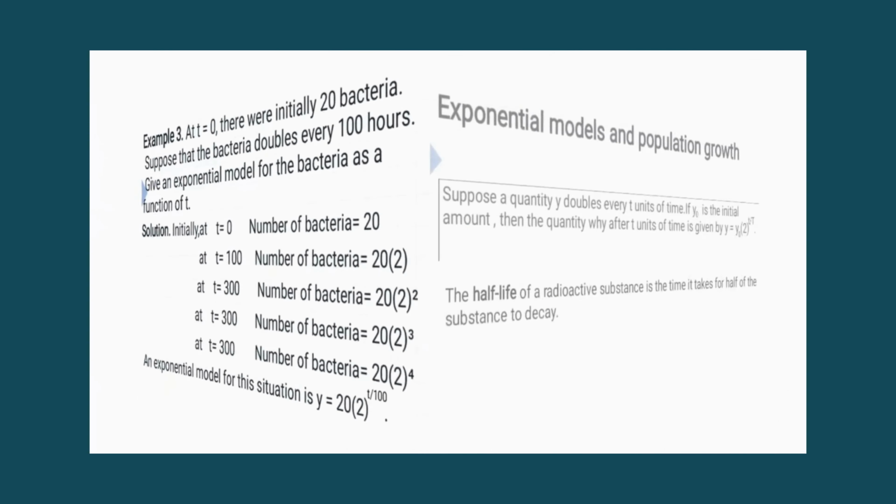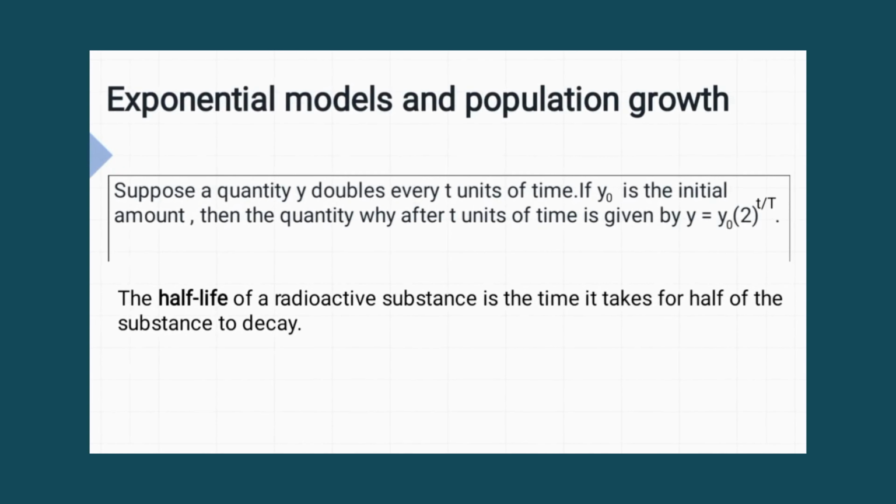Now let us proceed. We are now in the second lesson outline, exponential models and population growth. Suppose a quantity y doubles every T units of time. If y sub 0 is the initial amount, then the quantity y after t units of time is given by y equals y sub 0 times 2 raised to t over T. The half-life of a radioactive substance is the time it takes for half of the substance to decay.